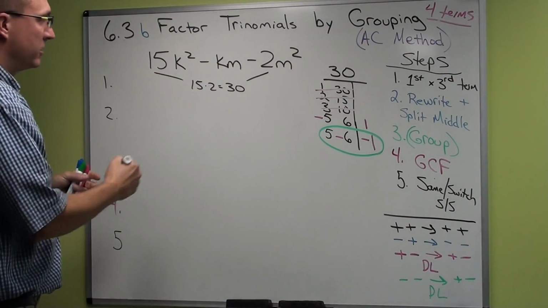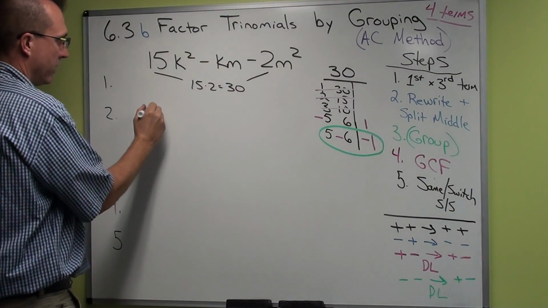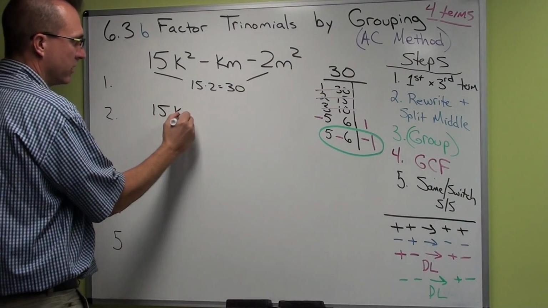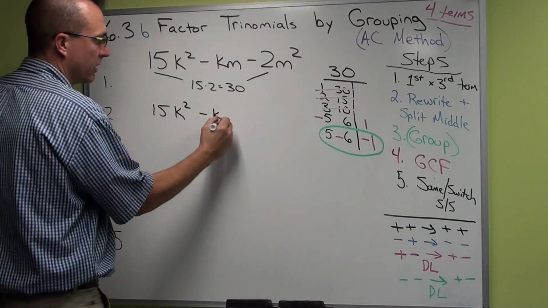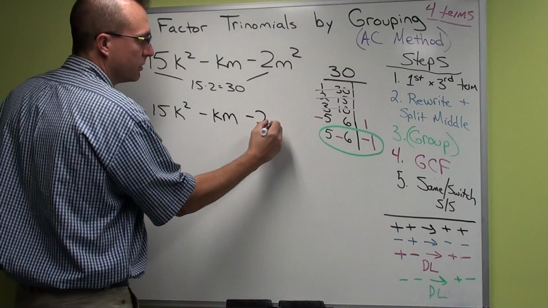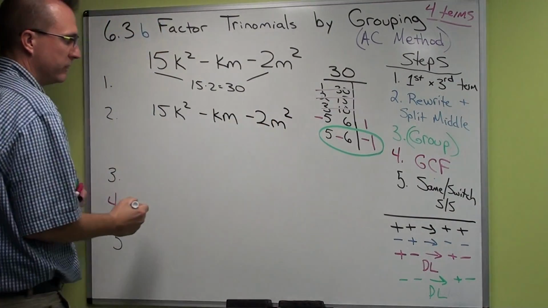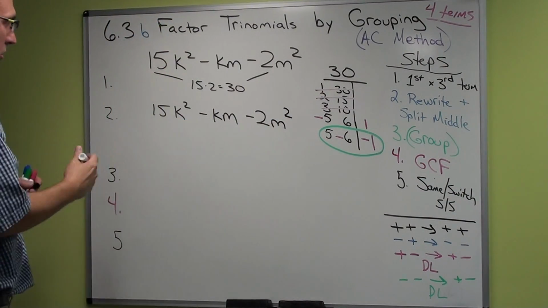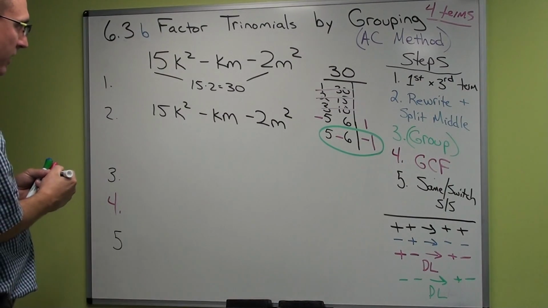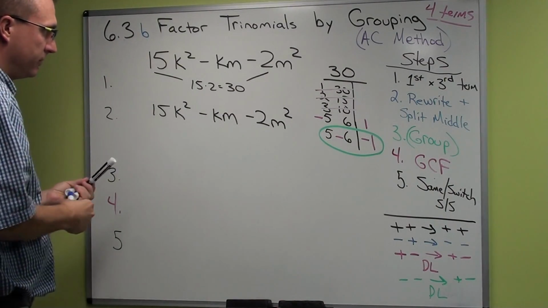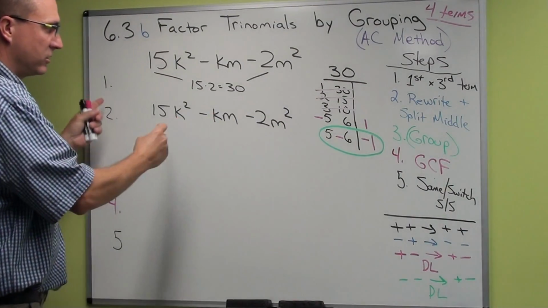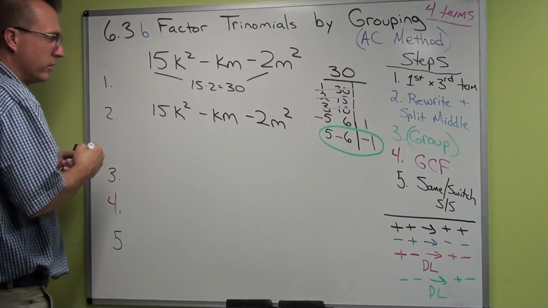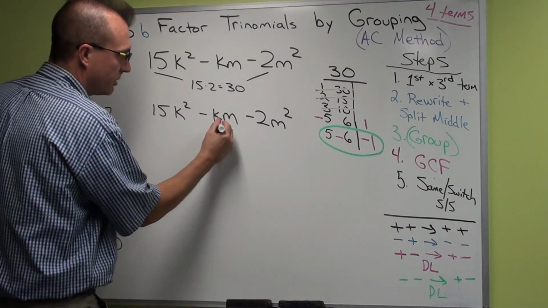So let's rewrite it and split the middle. So I have 15k squared minus km minus 2m squared. And you can leave them just like this and solve it. Okay, so we do that. Now we split the middle. So we have a 5 and a 6. So you figure out which one, where do I put it? Which side should I put it on?